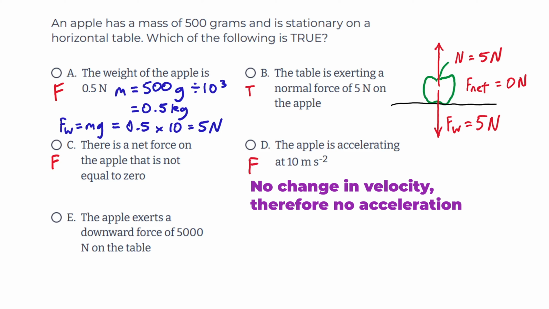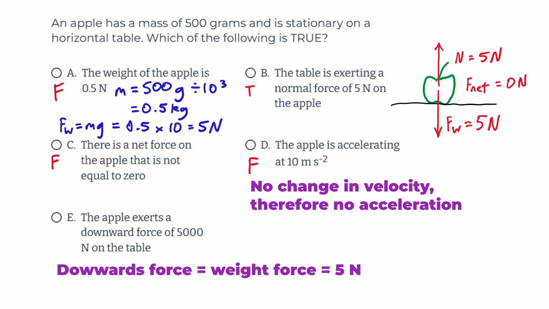Let's look at the last statement, option E. The apple exerts a downward force of 5,000 newtons on the table. We have already established that the apple exerts a downward force of 5 newtons on the table. Therefore, option E is false.